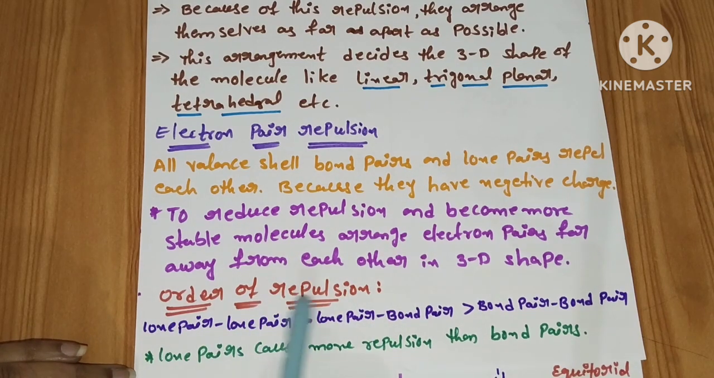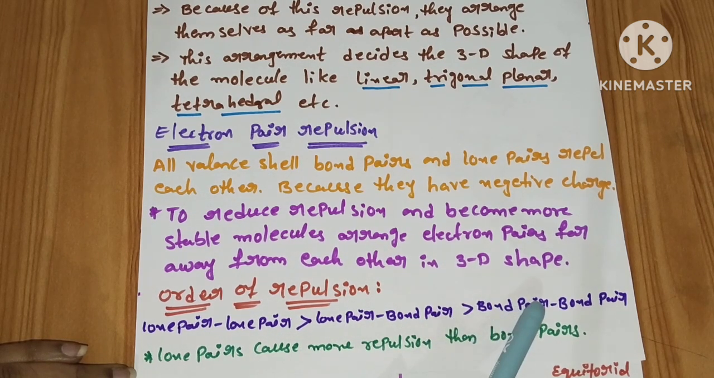Let's see the order of repulsion. Lone pair-lone pair is greater than lone pair-bond pair, which is greater than bond pair-bond pair. Here, lone pairs cause more repulsion than bond pairs.